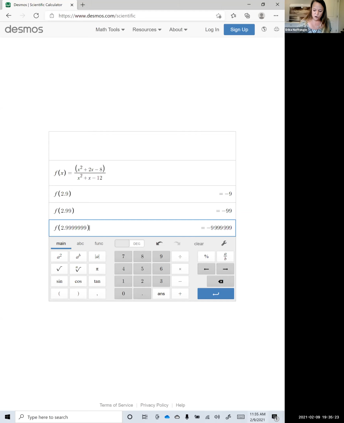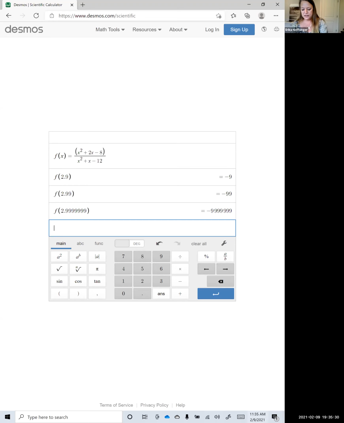Part 3 wanted to know what is the limit as x is approaching 3 on the right. So that's plugging in values bigger than 3, but close to it. So let's look at f of 3.1.